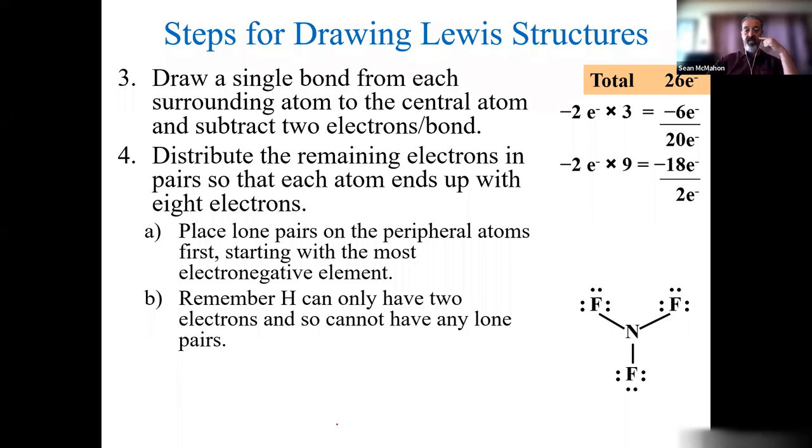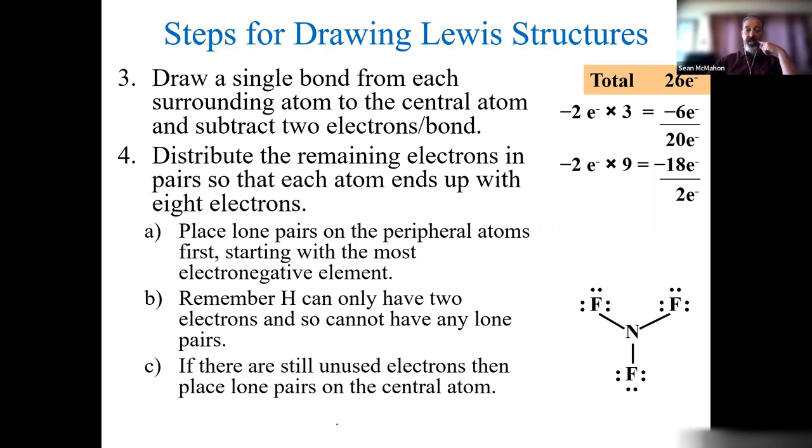Well, I'm reminding you, hydrogen can only have 2 electrons, so you can't have any lone pairs. If there are any peripheral atoms and they're hydrogens, do not put lone pairs on them. That's typically for peripheral or outer atoms. When you're satisfying the octets, it's not going to be hydrogen because it wants a duet.